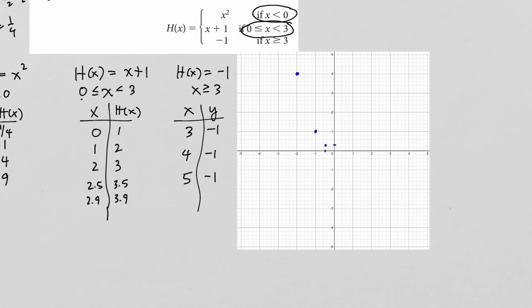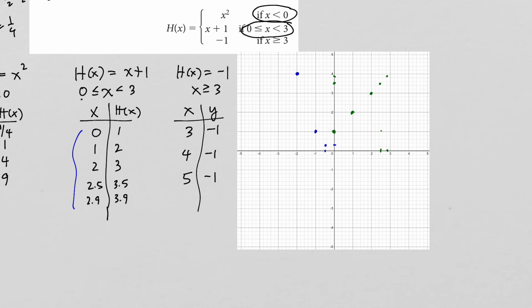Okay. And then for the next piece, we have these points. So we have the point 0, 1. Let me do it in a different color. Let's use green for that. So 0, 1. Then we have 1, 2, 2, 3, 2.5, 3.5, which is right here, and 2.9, 3.9, which is like this. Okay, and that's all we got there.